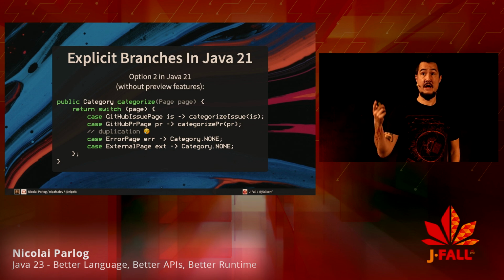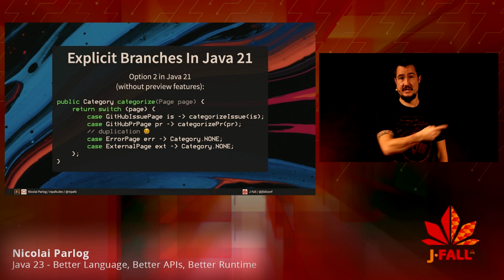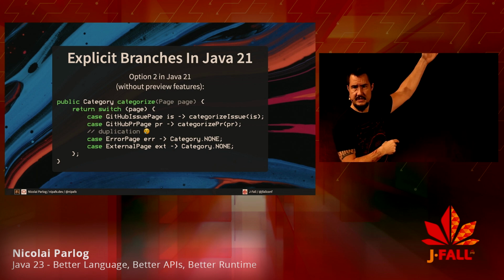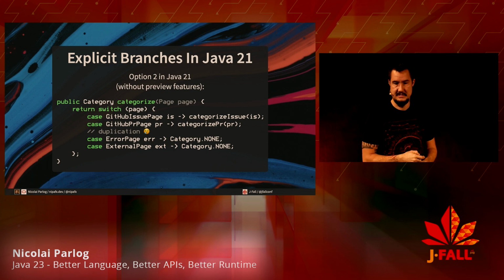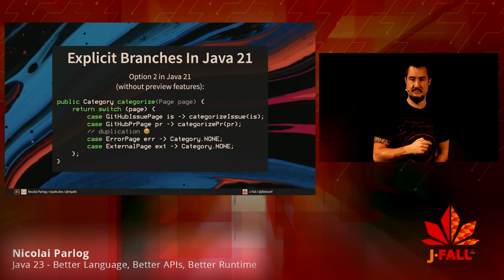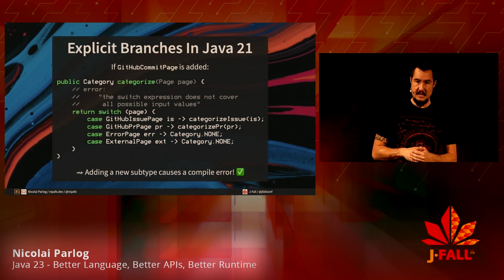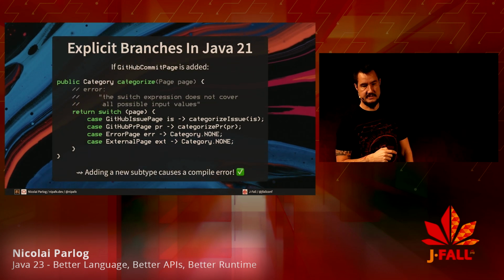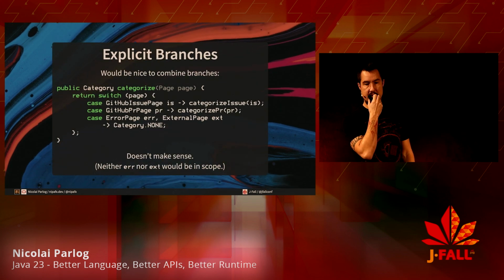Because that's good. Right now, if we get the 5th type, if we get the GitHub commit page, there is no branch for it. The compiler will happily point us to the switch and say, hey, look, there's an operation here that needs to handle the new type. Can you please update it? Now, this is the best you can do in Java 21. As I said, if you add the commit page, you get this compile error, so that's good.